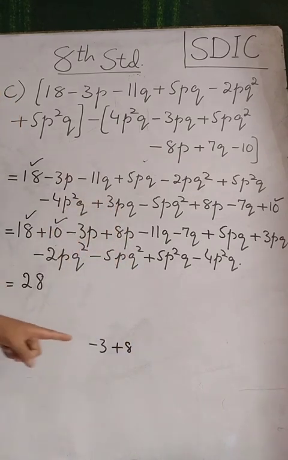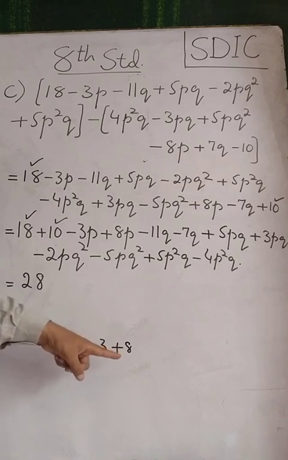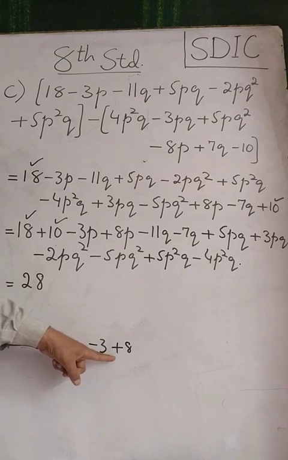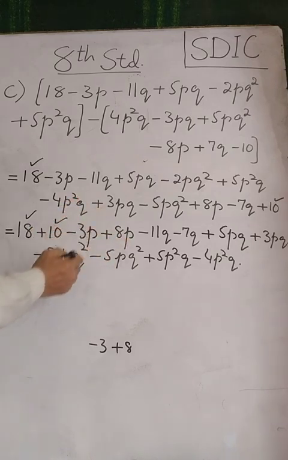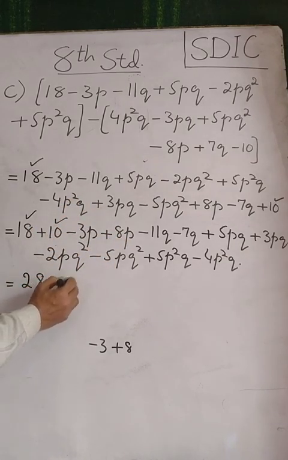Combine these. Their signs are different. This is negative, this is positive, different signs. So we'll subtract them. We'll get 5. And 5 will have the sign of the larger part, plus 5. Result is plus 5. The variable part will remain the same. The variable part being p, so it will be plus 5p.